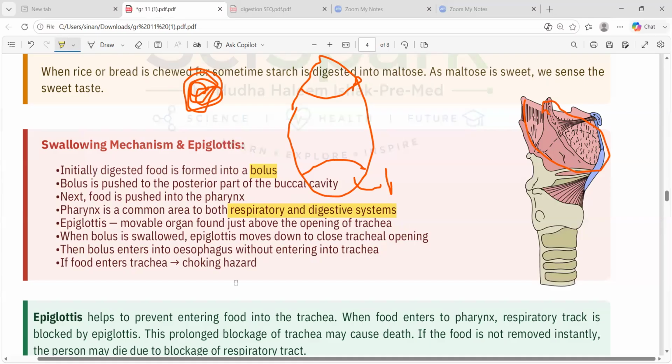When the food bolus is swallowed, the epiglottis moves down and closes the tracheal opening, because the trachea is present in the respiratory tract. That is the major function of the epiglottis. So it will move down and close the door. After it has closed the door, the bolus cannot enter into the respiratory system. Therefore, it will slide down through the esophagus.